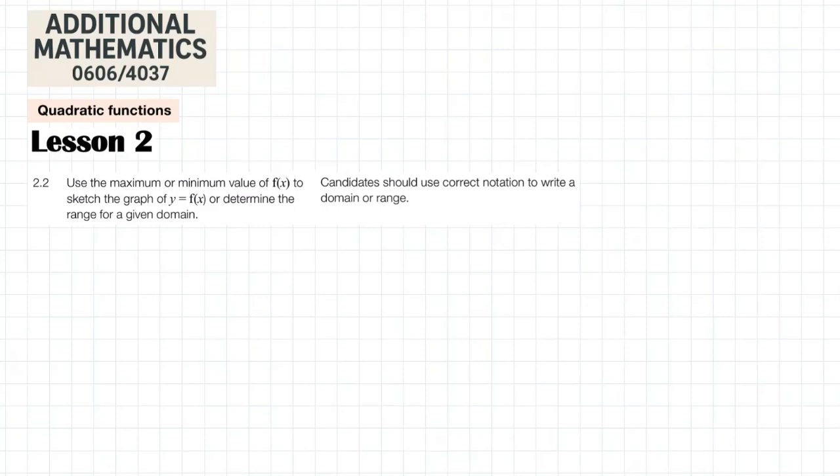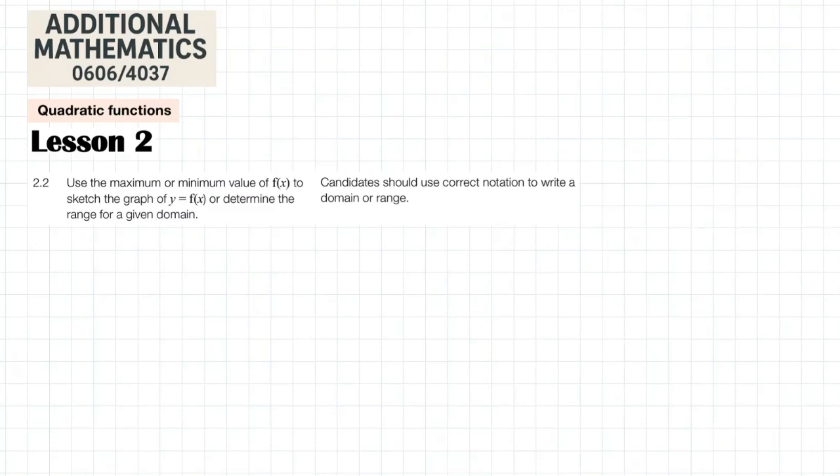In our last lesson, we explored how to find the maximum or minimum value of a quadratic function using two powerful tools, completing the square and differentiation. That gave us a strong foundation for understanding the turning point of a parabola, what we call the vertex. So this is what this lesson is all about.